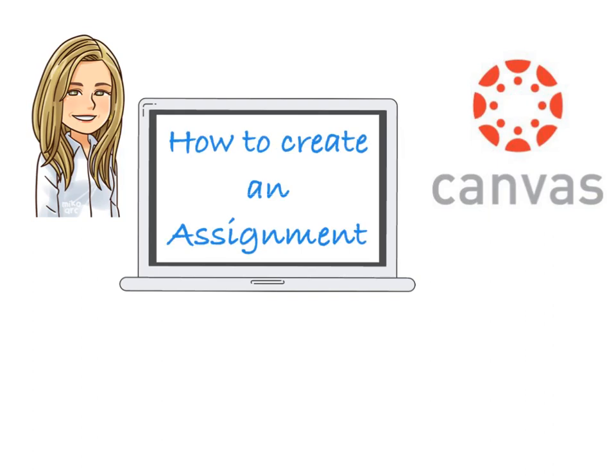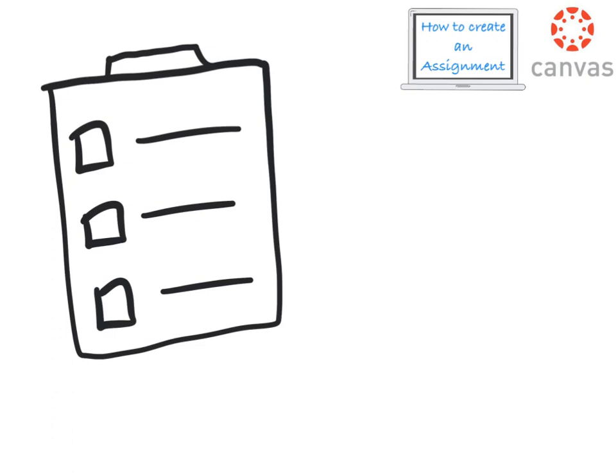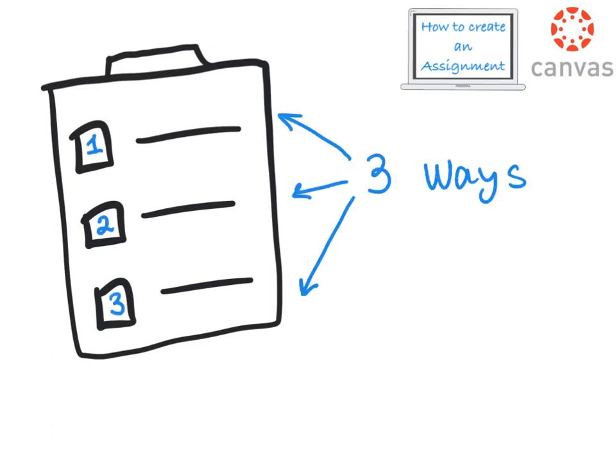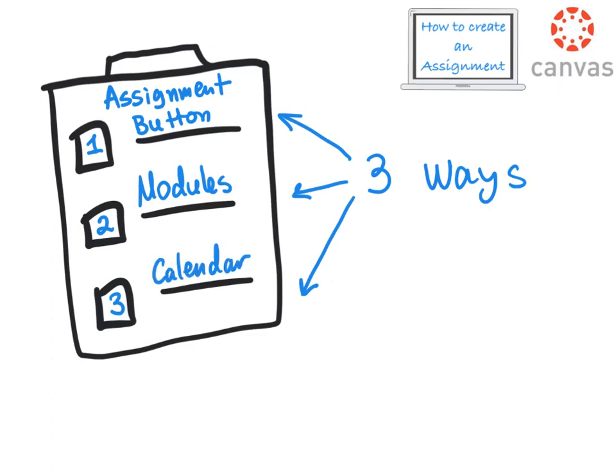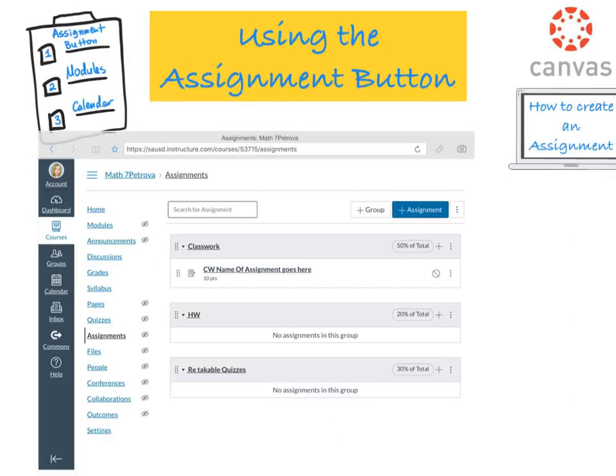I'm excited to show you how to create an assignment today in Canvas. There are three ways I'd like to show you, and the first way is actually using the assignment button, so pretty simple. Second way is my probably favorite way, which is using modules. And lastly, you could also create an assignment with the calendar. And let's get started with the assignments button.